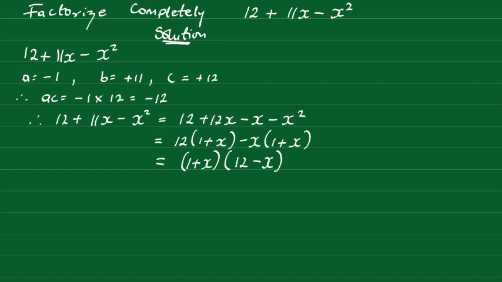Therefore, the answer to this question is bracket open, 1 plus x bracket close, bracket open, 12 minus x bracket close.